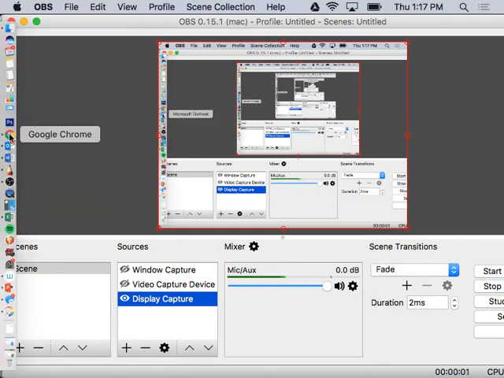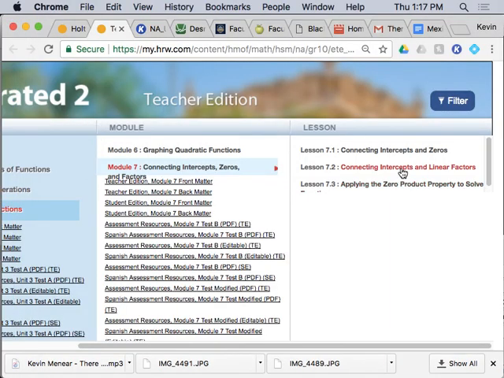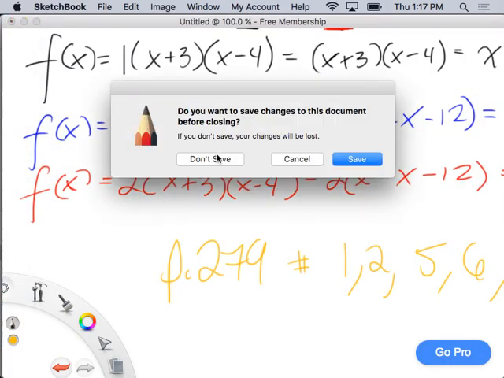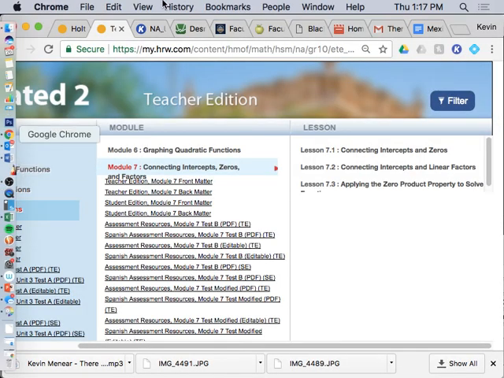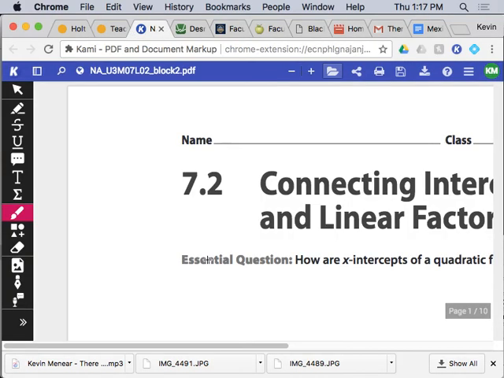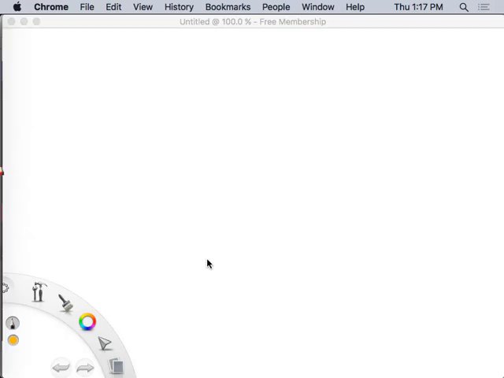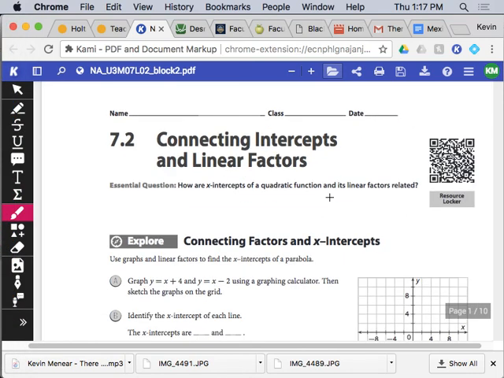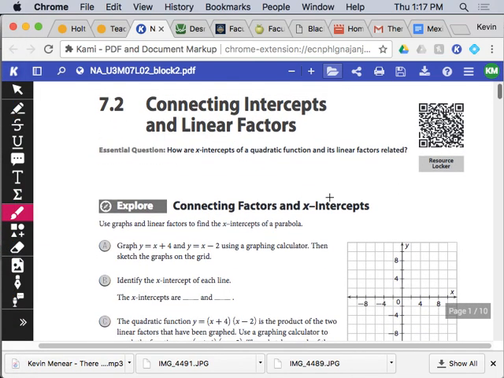In this lesson, we are connecting intercepts and linear factors. Okay, so let's get into it. Connecting intercepts and linear factors.